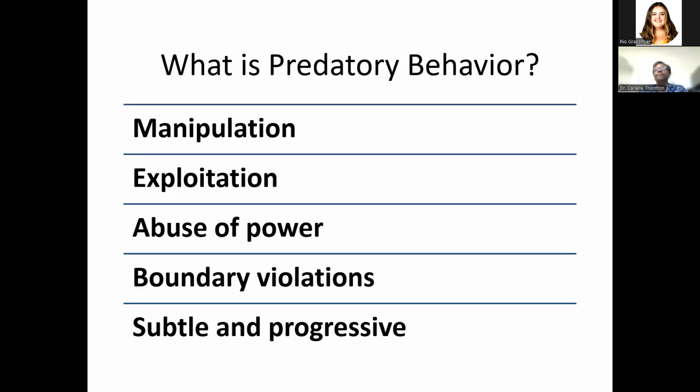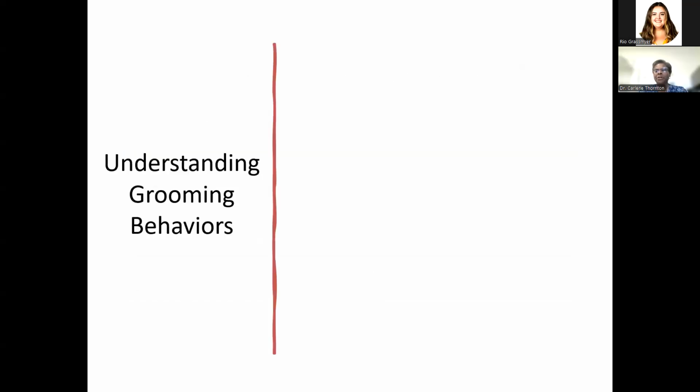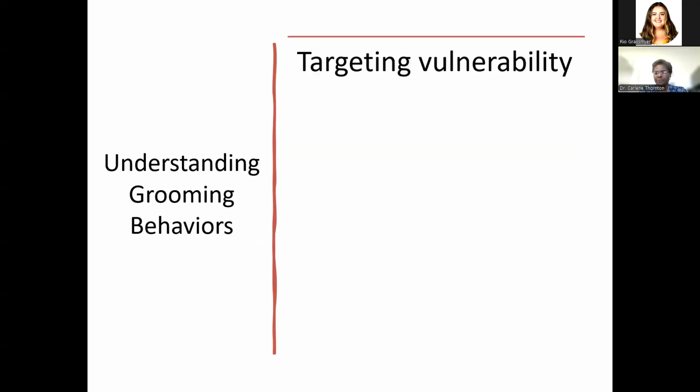Oftentimes, the inappropriate behavior starts very subtle and then gets progressively worse. They'll start with something mild, like a touch on the shoulder, and it may progress to a back rub or shoulder rub, and then the next thing you know, the hands are going all down the back, inappropriately, or even down the front. So they start subtle to see if they can get away with the slight, gentle touch before they progress into something even more egregious.